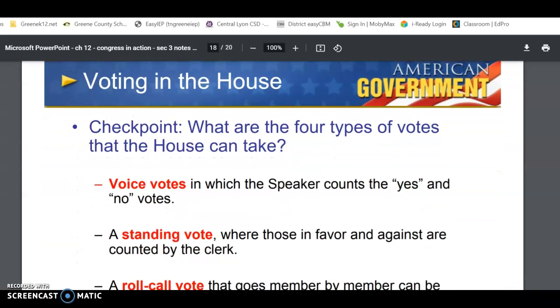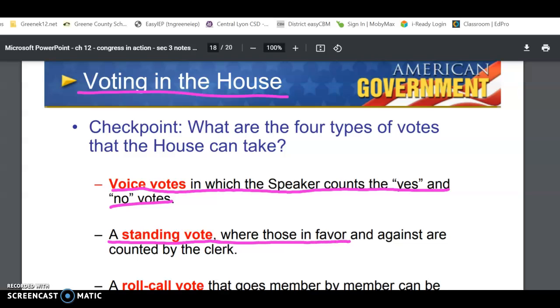So what does voting in the House of Representatives look like? So voting in the House. One thing is voice votes, and that's exactly what it sounds like. It's in which the speaker counts the yeses and the no votes, and each member just calls out yes or no from wherever they're seated. Another type of vote in the House is a standing vote, where those in favor and against are counted by the clerk. So if they're in favor, they stand up and they're counted by the clerk. If they're against the bill, they stand up and they're counted by the clerk. That's called a standing vote.